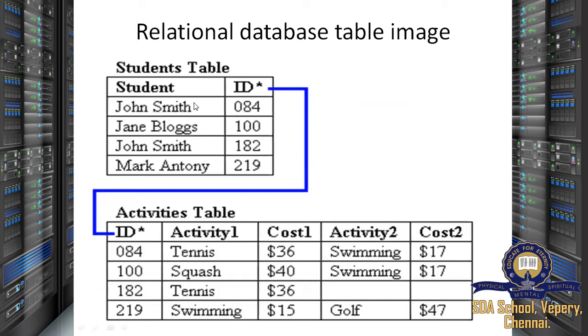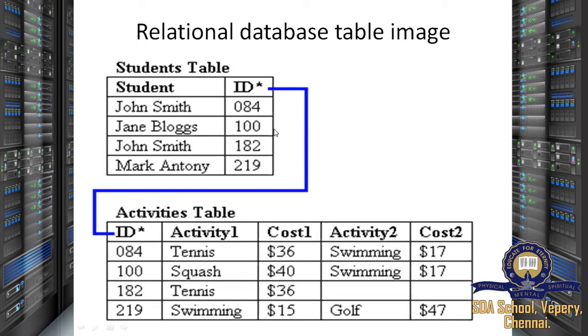Now look at these two tables here. This is my first table. The first table's name is student table. The second table's name is activity table. Now these two tables are related. How are they related? The first table's attribute ID is present in the second table. Through this, the two tables are related. So there exists a common field between these two tables. This common field is called a key.